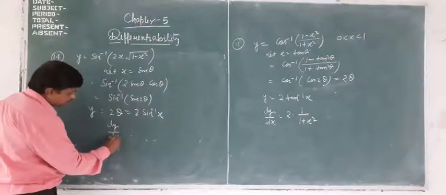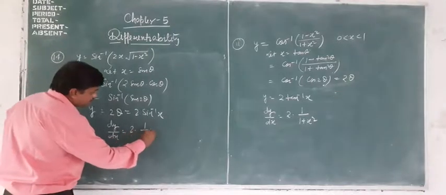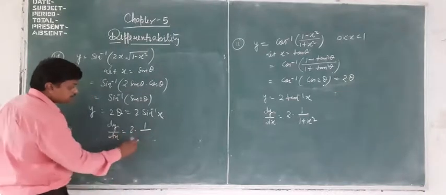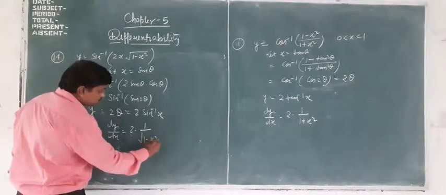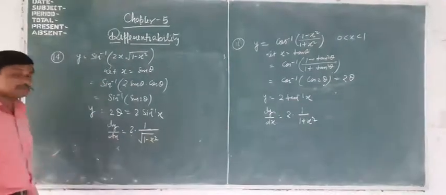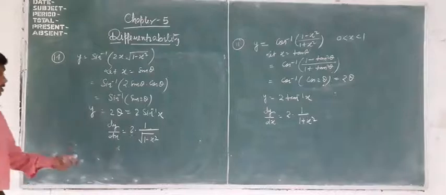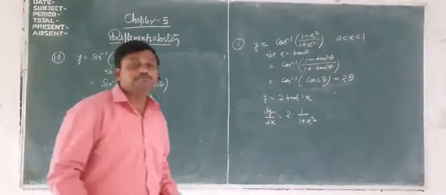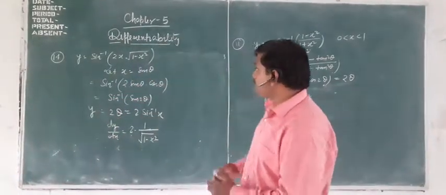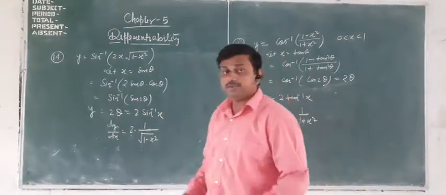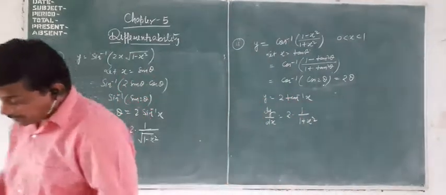Putting the value of theta, we get 2 sin inverse x. Using that result, dy by dx equal to 2 times the derivative of sin inverse x, which is 1 upon under root 1 minus x square. So this gives the result very easily. After simplifying, the derivative is very easy to find.